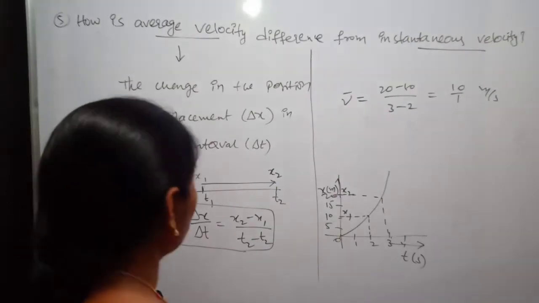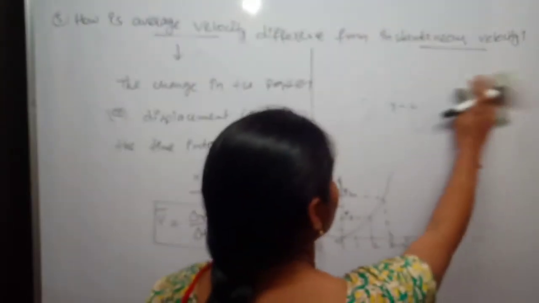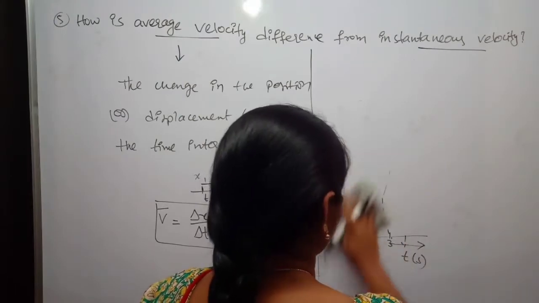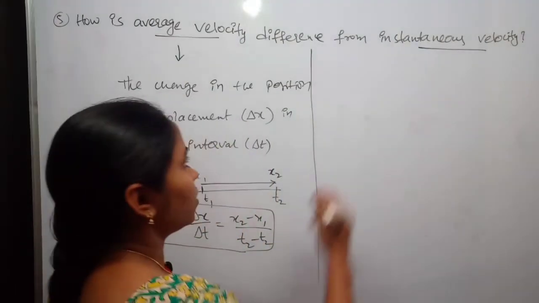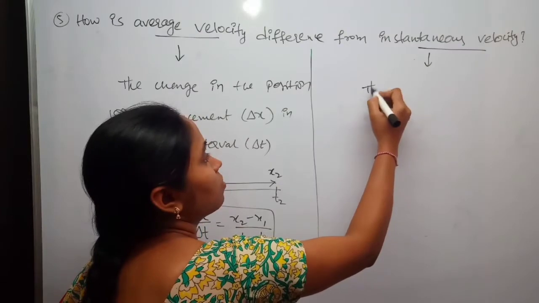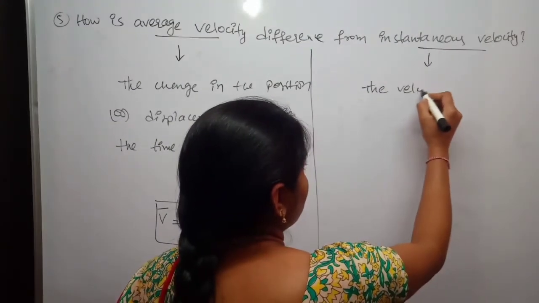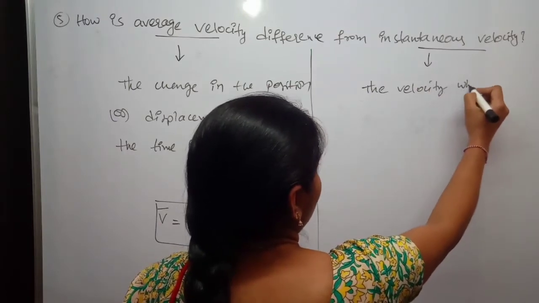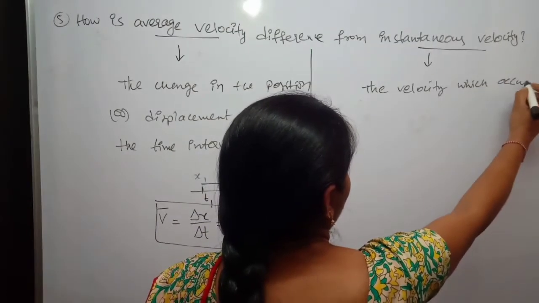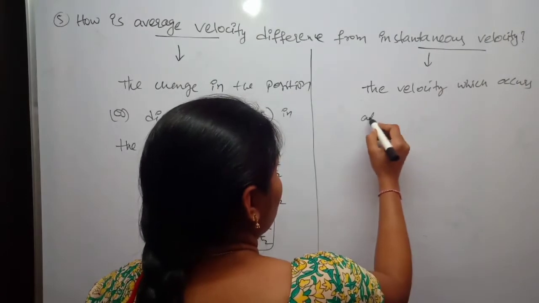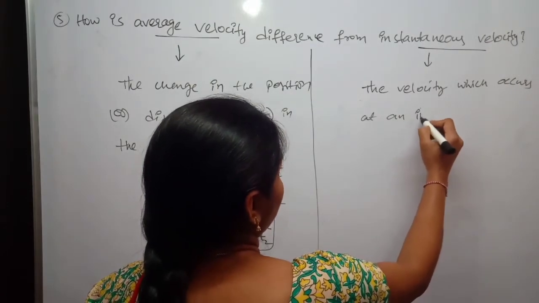Coming to the instantaneous velocity. What is instantaneous velocity? The velocity which occurs at a particular instant of time. The velocity which occurs at an instant time.